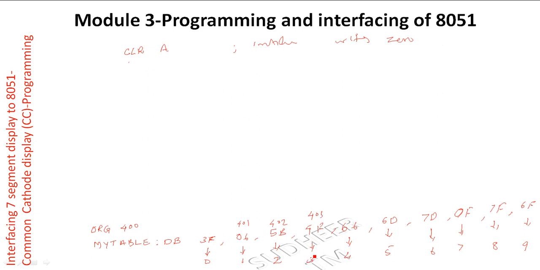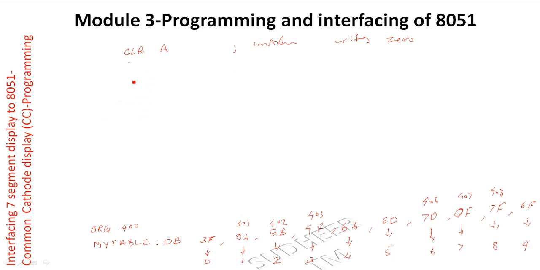So if your number is 3, corresponding code is in 403. Then if your number is 6, corresponding code is in 406. That is a clue for getting the data from your lookup table. If your number to be displayed is 8, corresponding code is in 408, and it is in 407 for number 7. Okay, so this is the code, this is the digit, and this is the location, and this is very useful for getting back our code for the corresponding number.